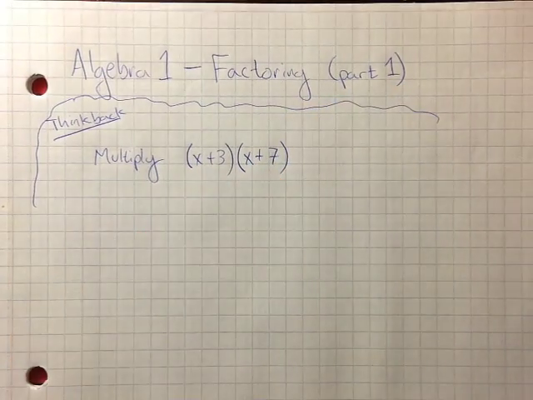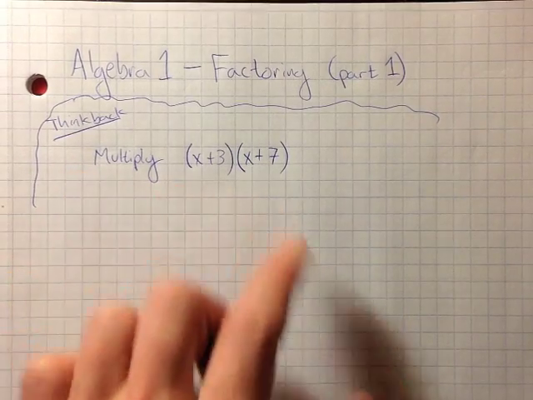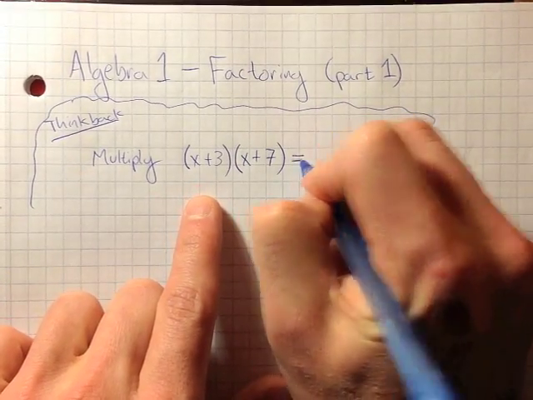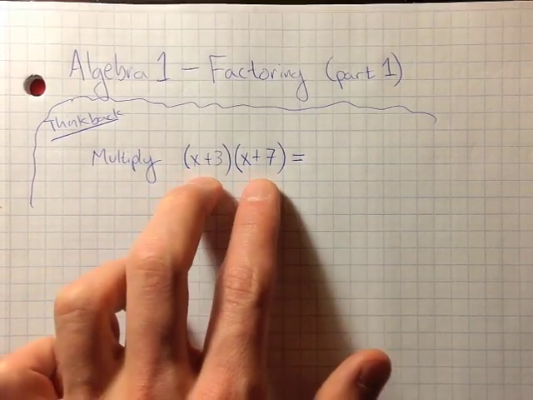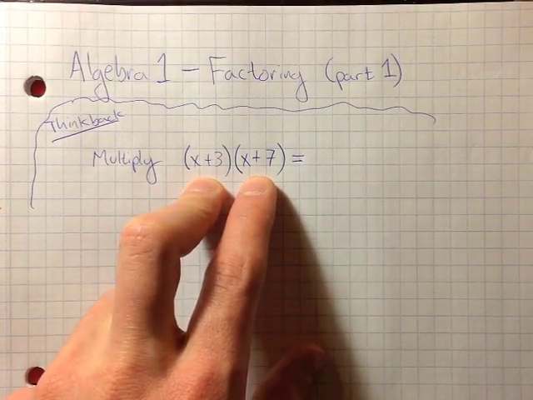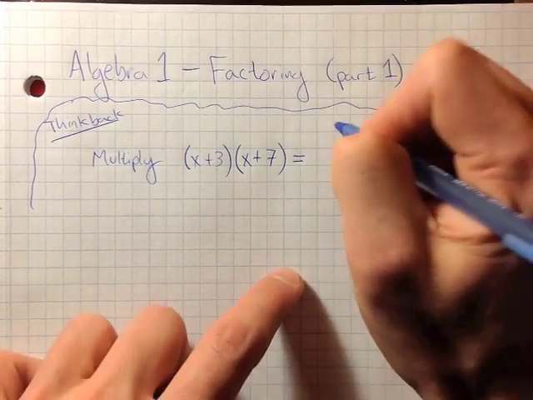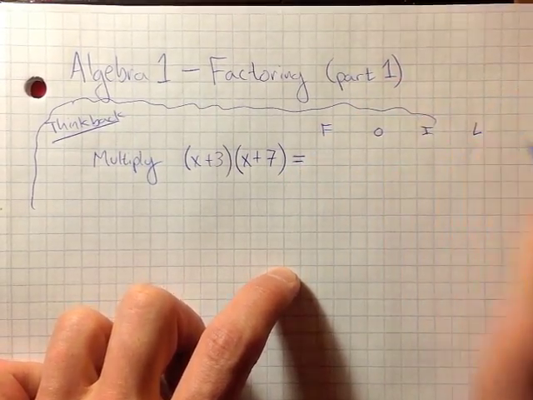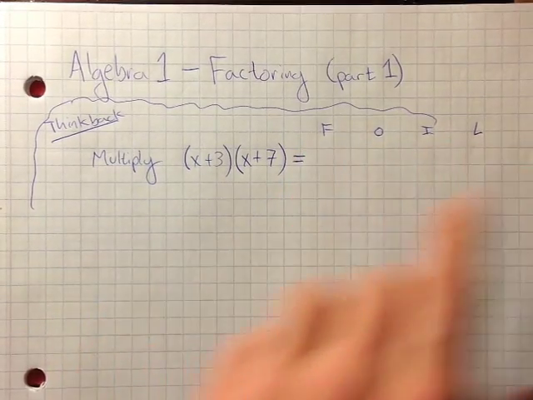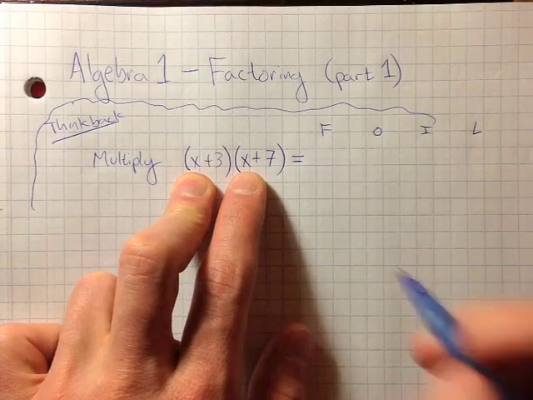So both of these are in parentheses. Now, if I ask you to multiply that, you ought to know how to do that. I taught you 3 different methods to multiply binomials. Let's do FOIL. So first, outside, inside, last. FOIL is the quickest. FOIL means multiply the first 2 terms.